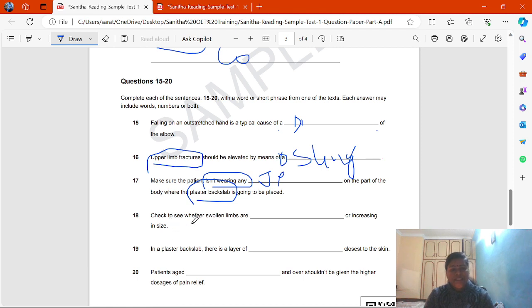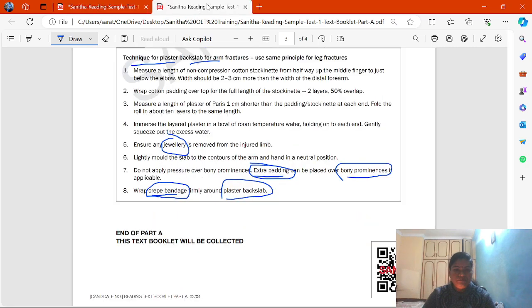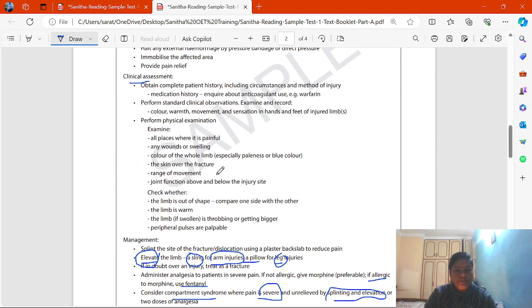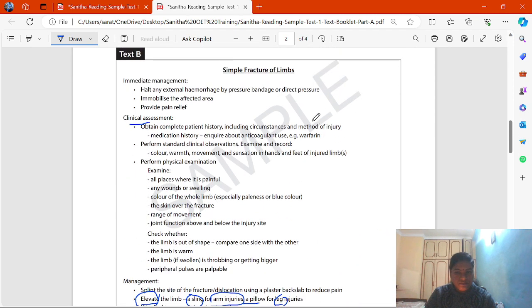Check to see whether swollen limbs are dash or increasing in size. Where do you have to go? You have to go to the assessment, which we have seen in part B. Check to see whether swollen limbs are increasing in size.